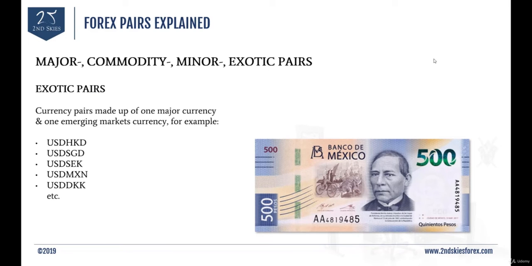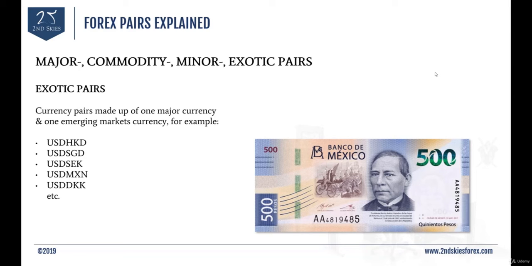Exotic pairs are pairs that are made up of any one major currency and one emerging market currency. So you could have the USD to the Hong Kong dollar, or the US dollar to the Singapore dollar, or the US dollar to the Swedish kroner, or Mexican peso, or Danish kroner. That can also include euro versus the Hong Kong dollar, euro versus the Singapore dollar, or the Swedish kroner, or the Mexican peso, or the Danish kroner. So exotic pairs are basically one major with an emerging market currency.